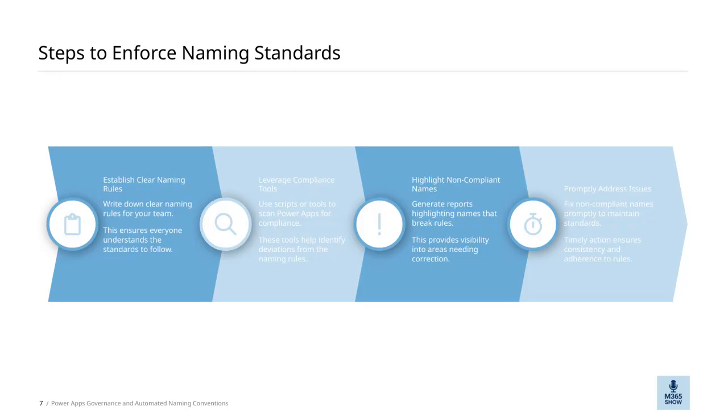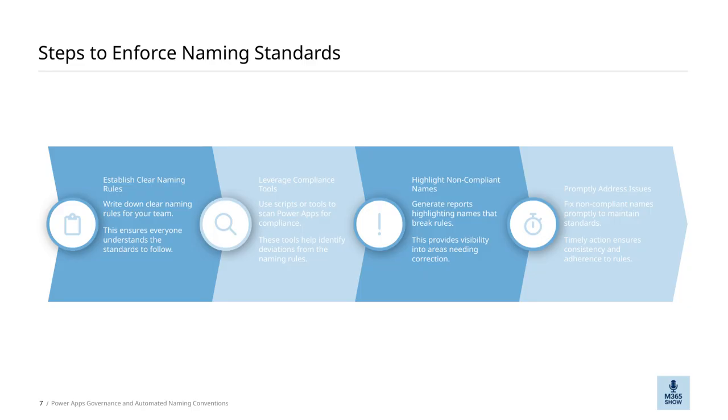Let's talk about the steps to enforce your naming standards effectively. First, it's crucial to fix any non-compliant names promptly. Addressing issues quickly helps maintain consistency and ensures everyone follows the established rules. The sooner you correct a naming deviation, the smoother your governance processes will run.